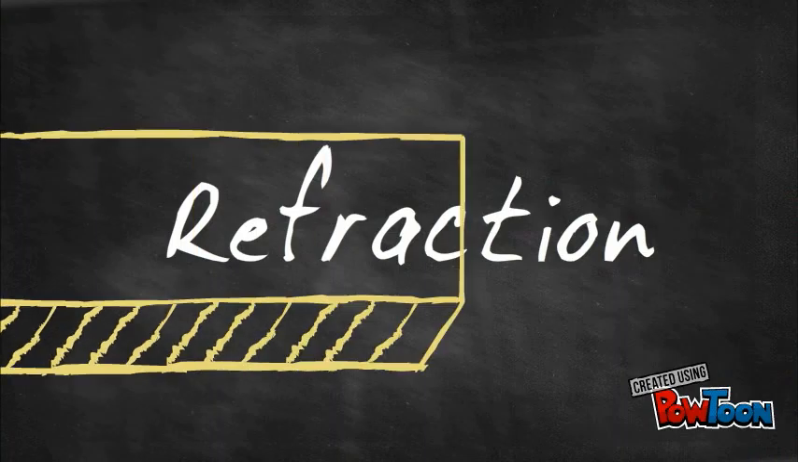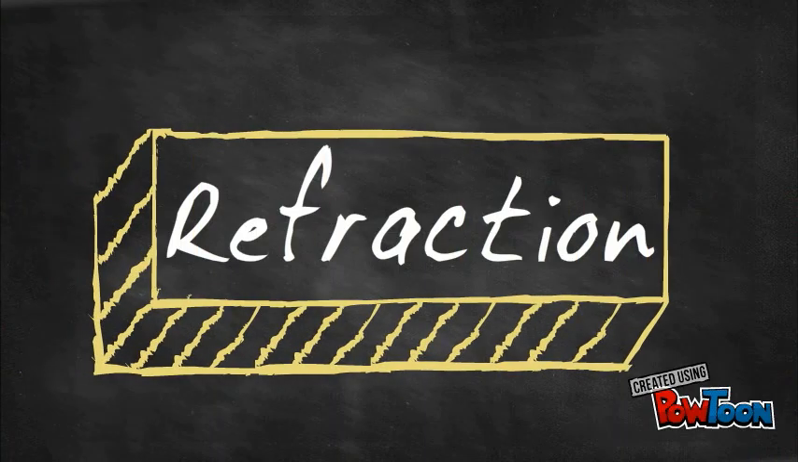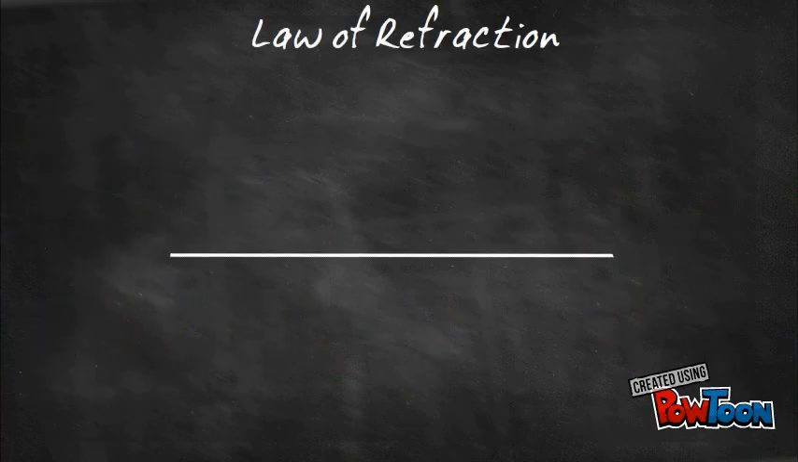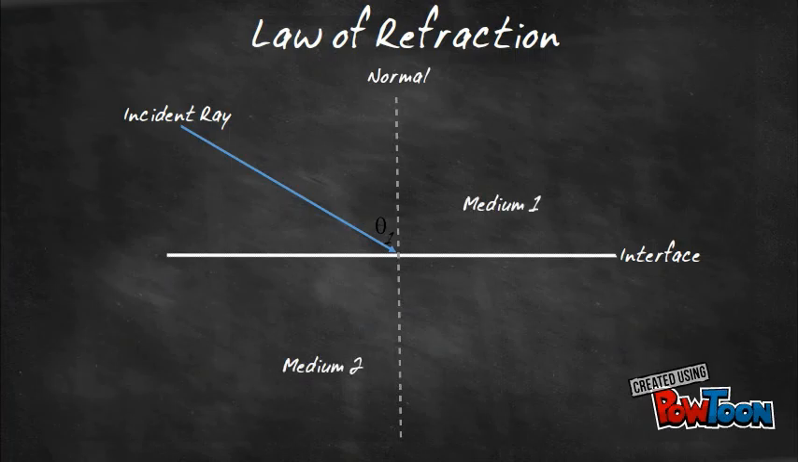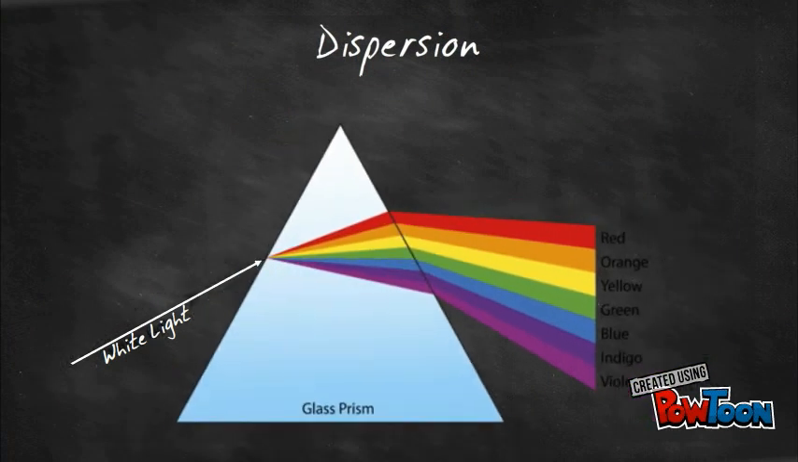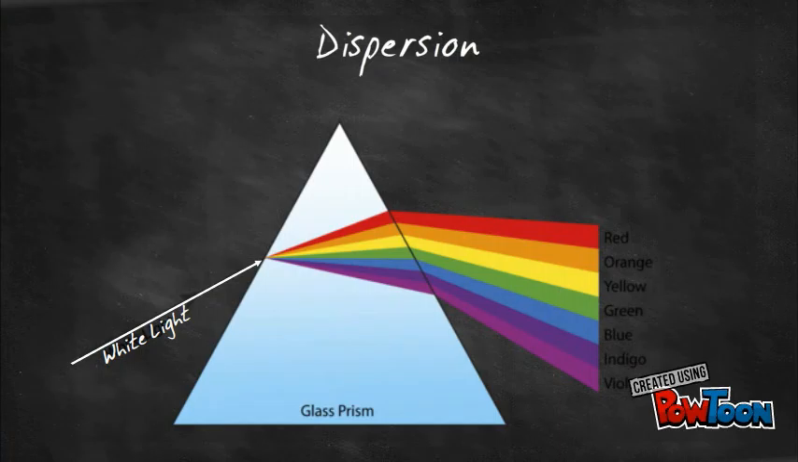Refraction is the change in direction of propagation of a wave due to the change in its transmission in the medium. The law of refraction is a formula used to describe the relationship between angles of incidence and refraction when referring to light or other waves passing through a boundary between two different mediums. The separation of visible light into different colors is known as dispersion. Upon passage through a prism, white light is separated into its component colors: red, orange, yellow, green, blue, and violet.